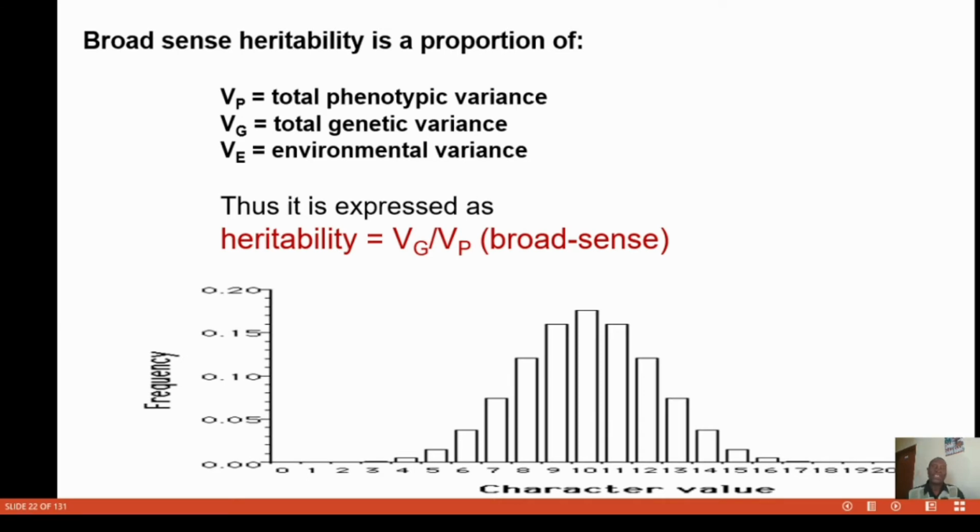The first category of heritability is called broad sense. Broad sense heritability is simply the total genetic variance over the total phenotypic variance. It's not very useful in plant breeding, except under exceptional situations where it can be alluded to.